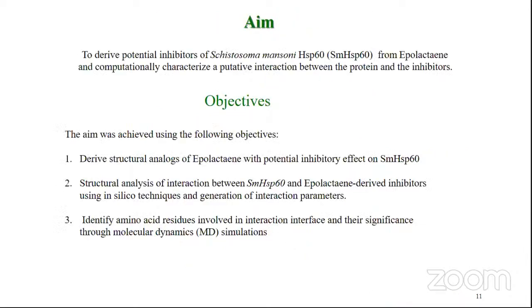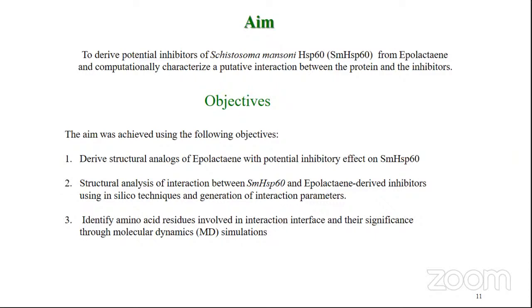The significance of this protein in this research study in particular is that the Schistosoma mansoni HSP60 protein was used as a biological target to find anti-schistosomal drugs.